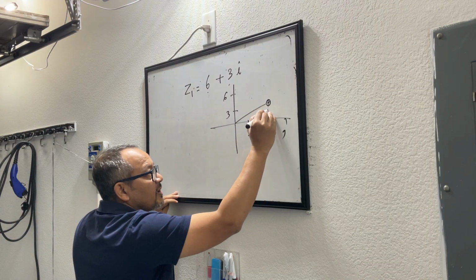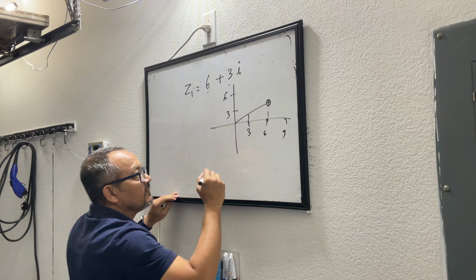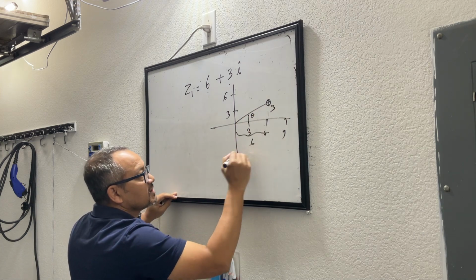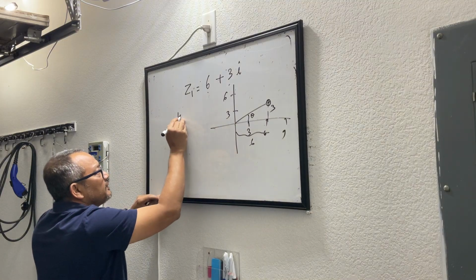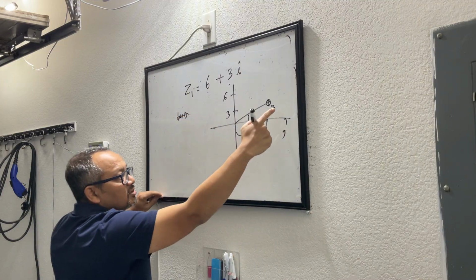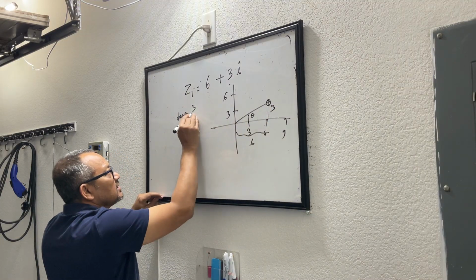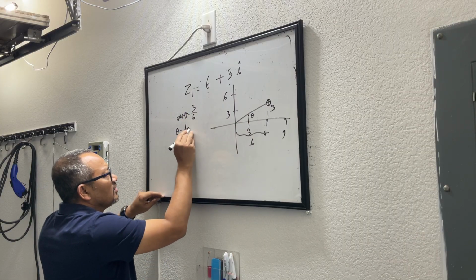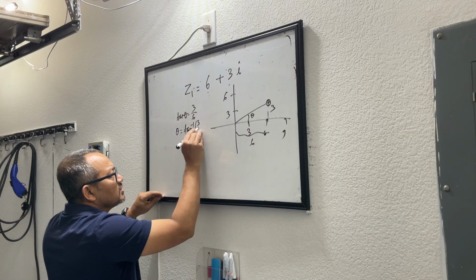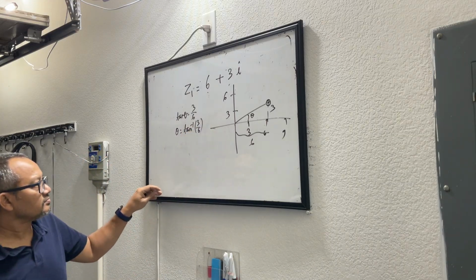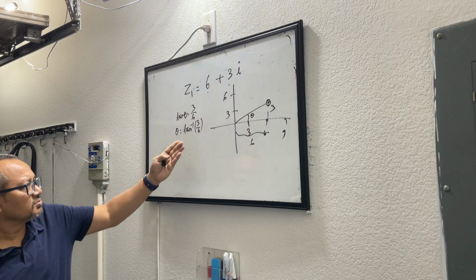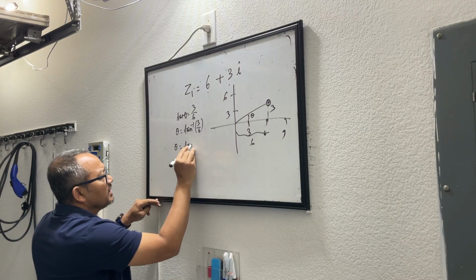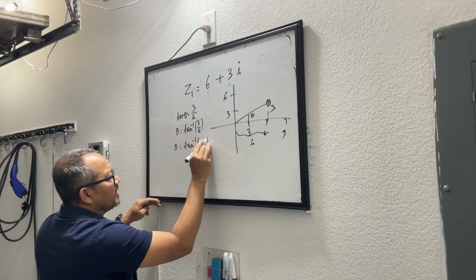So what will be my angle? If this is theta and this is 3 and this whole thing is 6, then tan of theta is equal to 3 over 6. That is one thing I found. So theta will be tan inverse of 3 over 6. 3 over 6 is 0.5. Theta equals tan inverse of 0.5.